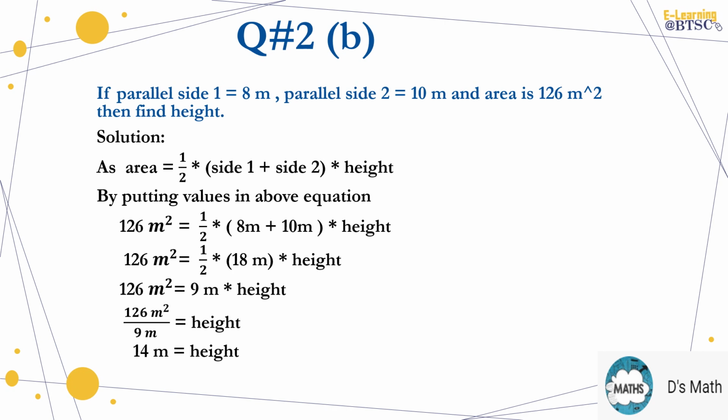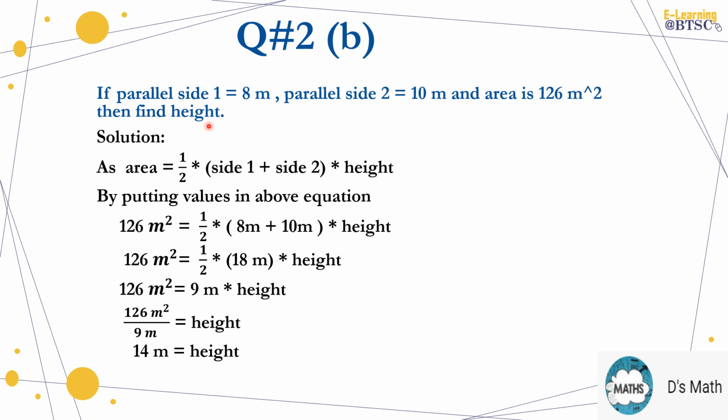So now we will do question number 2 part B. In question 2b, we are given parallel side 1, that is 8 meter, and parallel side 2, that is 10 meter, and the area is 126 meters square. Now we have to find the height. In the previous question we calculated the area, but in this question we will calculate the height.